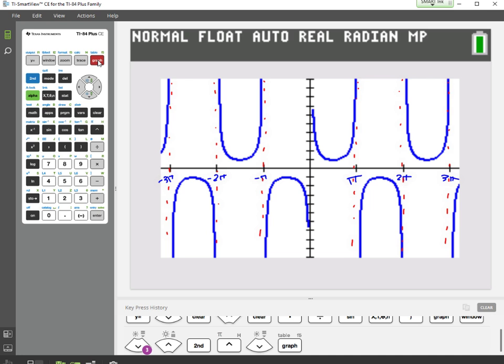I don't want this to lock me in. This is cosecant. Okay.